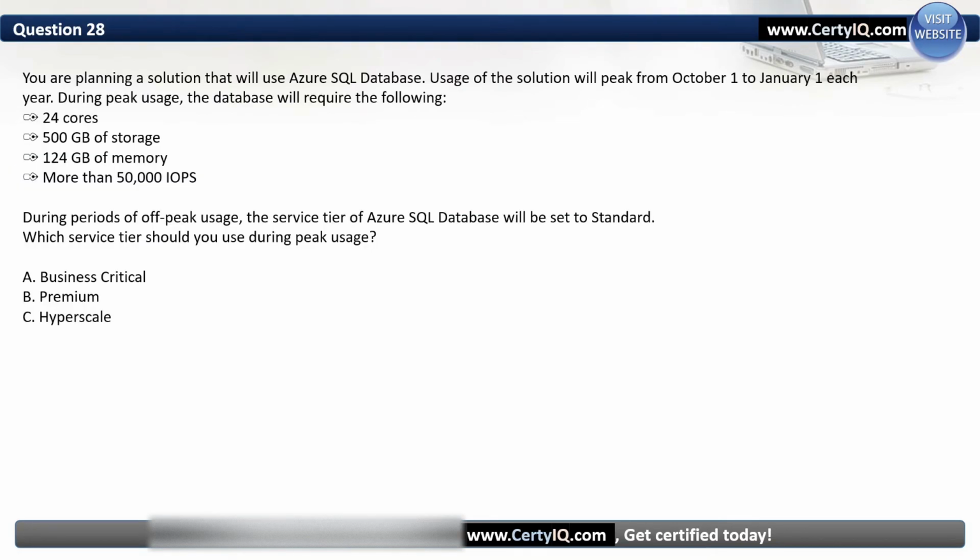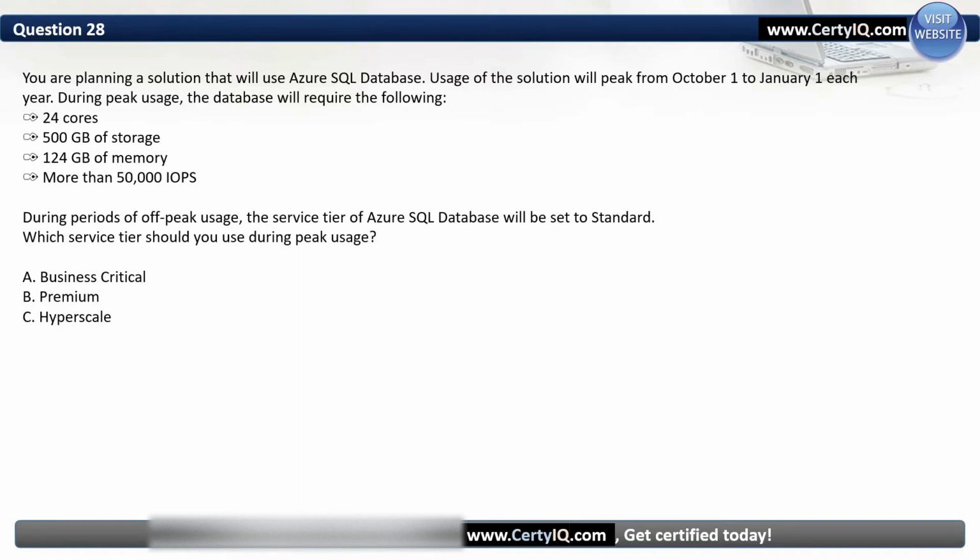Question 28. You are planning a solution that will use Azure SQL database. Usage of the solution will peak from October 1 to January 1 each year. During peak usage, the database will require the following: 24 cores, 500 GB of storage, 124 GB of memory, more than 50,000 IOPS. During periods of off-peak usage, the service tier of Azure SQL database will be set to standard. Which service tier should you use during peak usage?